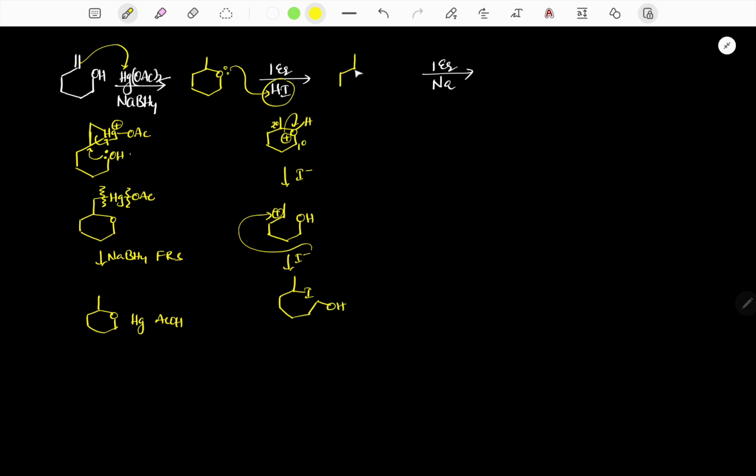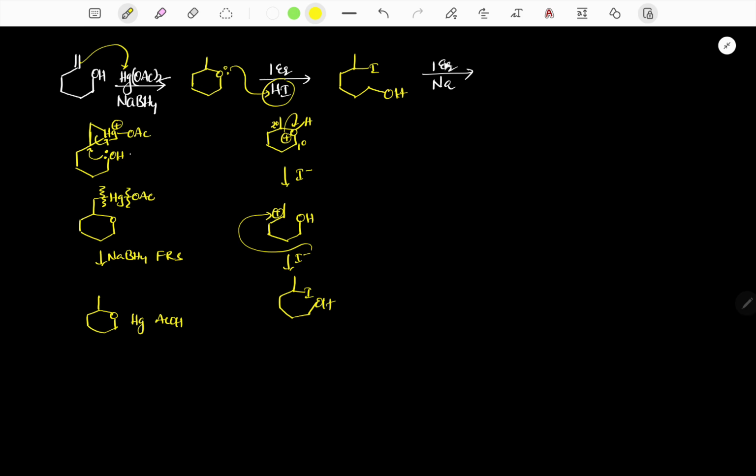So the product is this one. One carbon extra. Here also one carbon extra. So this is our final compound, the second compound.